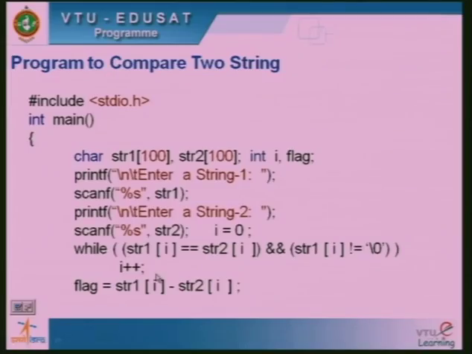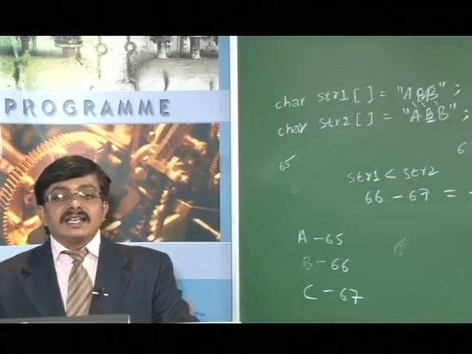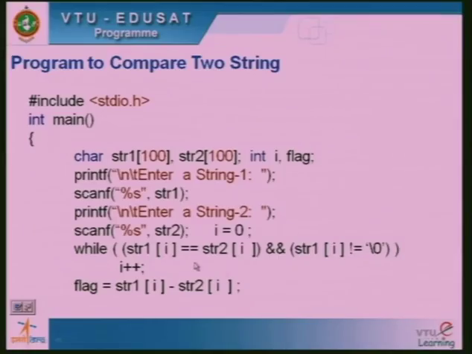When I is further incremented, it becomes 2. When it becomes 2, I do the comparison: is str1 of 2 equal to str2 of 2? Again I have the character b in the example I have taken. So this condition is true, because both the characters have the letter b. Then str1 of 2 not equal to null character. Yes, it is not equal to null character. So I is further incremented, and I becomes 3.